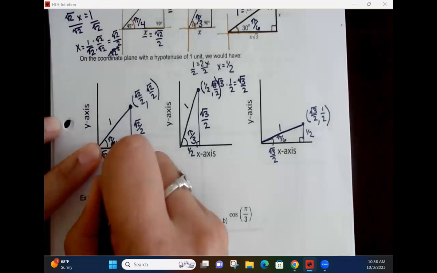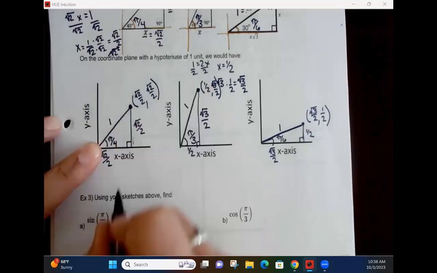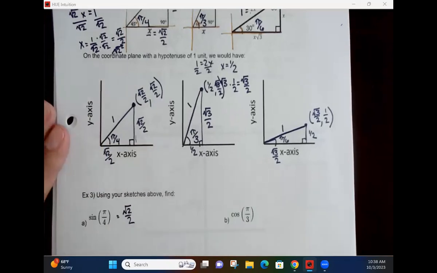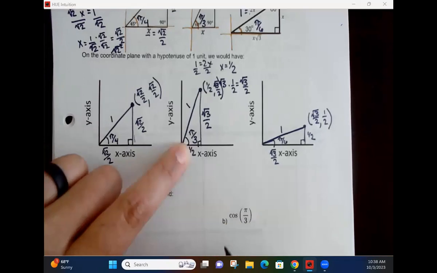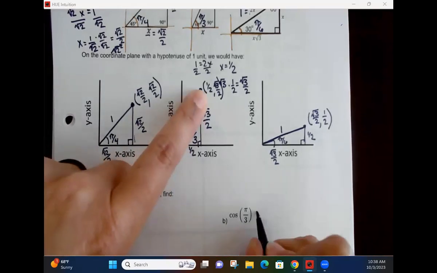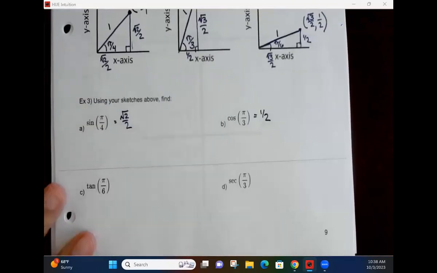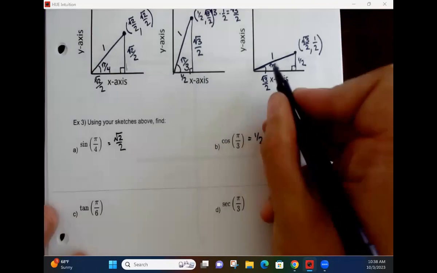So from our sketches above, if I want the sine of pi over 4, here's pi over 4, sine is the y coordinate, root 2 over 2. If I want the cosine of pi over 3, cosine is the x, that's a half.